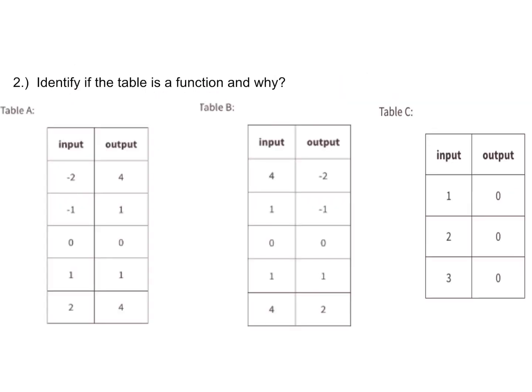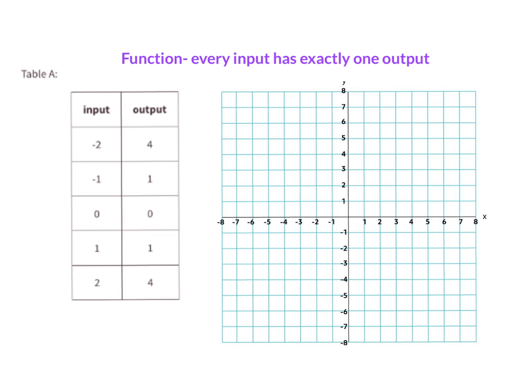Identify if the table is a function and why. It doesn't have to be a linear function, just a function. Remember, to be a function, every input has exactly one output. Okay, so looking at table A, I'm focusing on the inputs here. I can see all of these inputs are different numbers, so that's a good sign that this is a function. Every input has exactly one output.